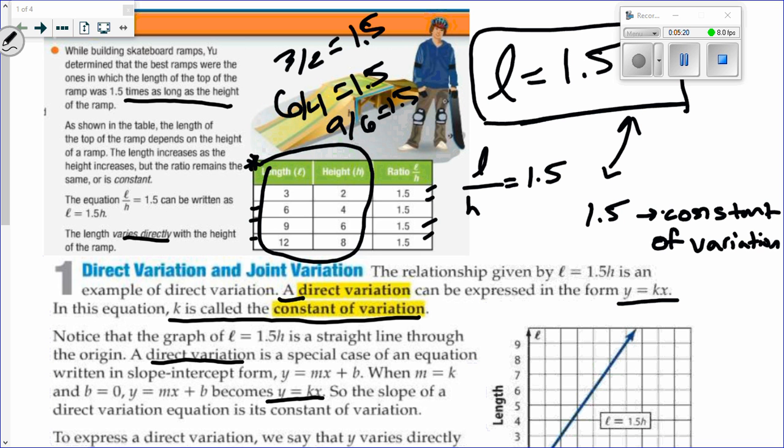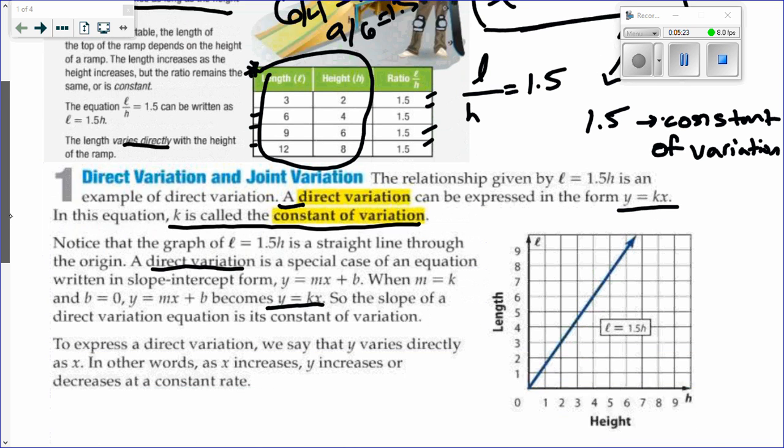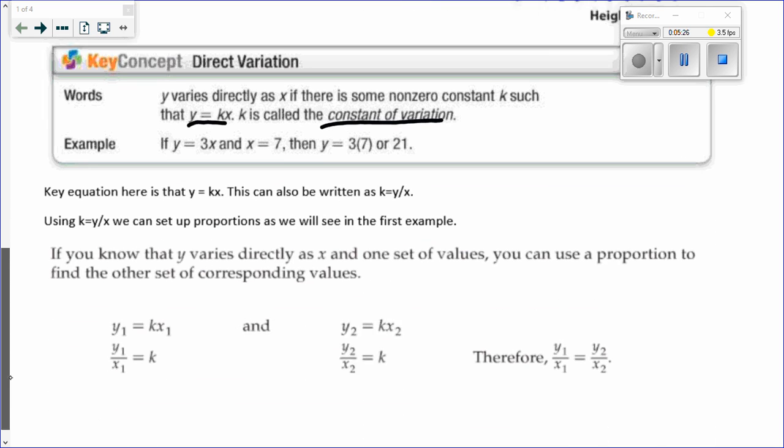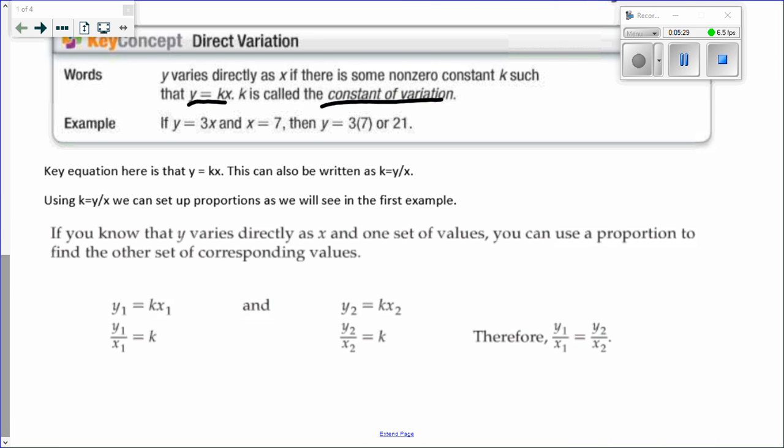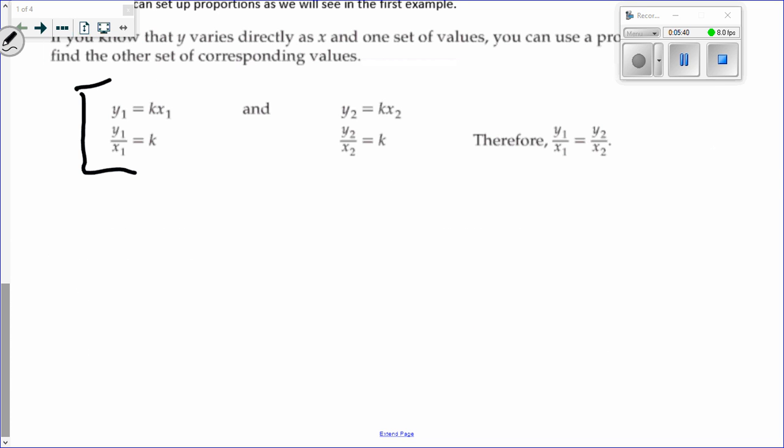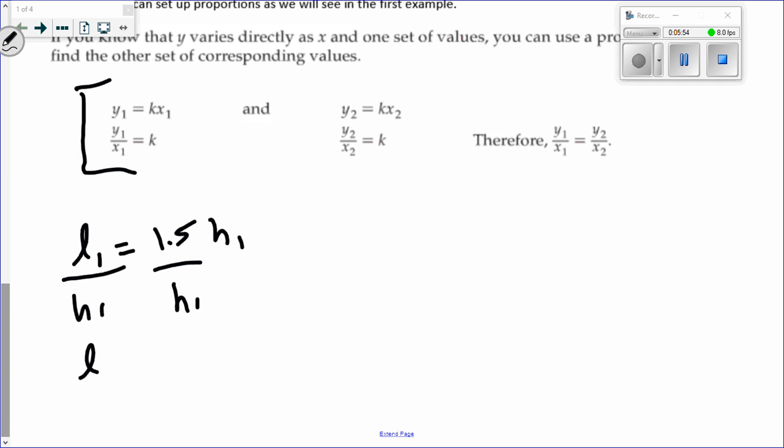All right. What I'm trying to get at here, guys, is when we have a direct variation, pairs work together. What we had in this example was related right here. We had that length 1 equals the constant 1.5 times height 1. You divided that by height 1, and you got that length 1 over height 1 equals the constant, which was 1.5.